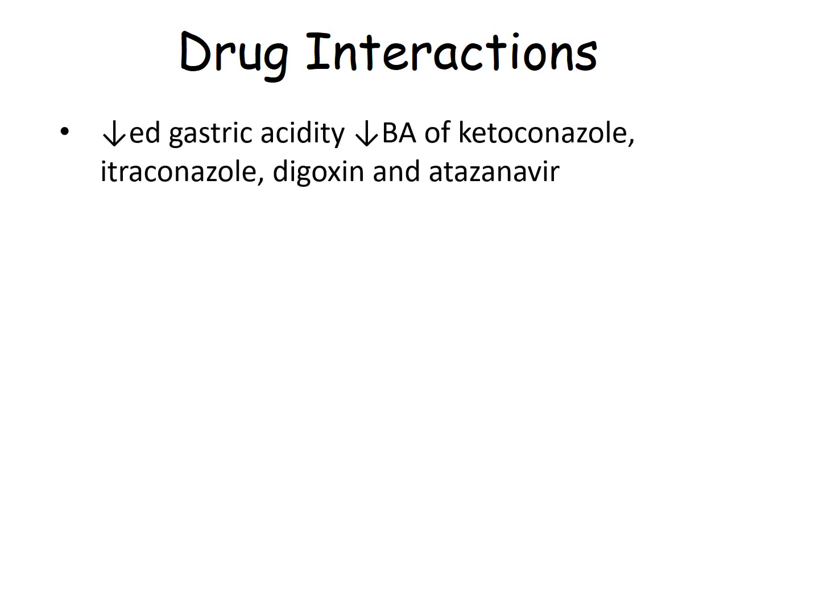There are some important drug interactions for proton pump inhibitors, mainly omeprazole. This decreases the gastric acidity. We know that it reduces gastric acid production, so obviously it will reduce the gastric acidity. But when gastric acidity is reduced, it can reduce the bioavailability of some drugs like ketoconazole, itraconazole, digoxin and atazanavir.